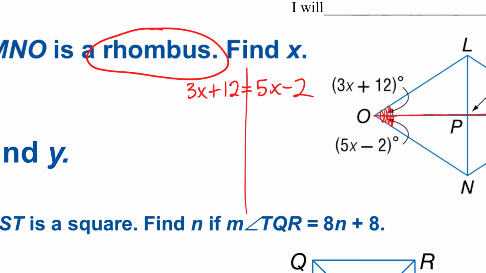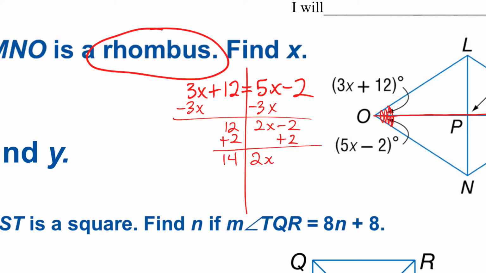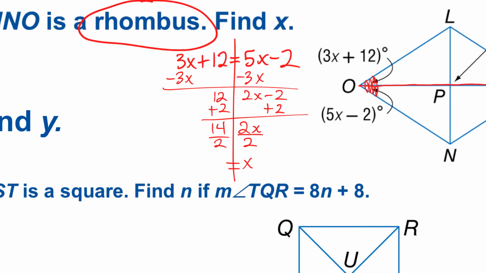And then just solve for x, so minus 3x. So we get 12 equals 2x minus 2. Add 2. 14 equals 2x, divided by 2. And so x equals 7.